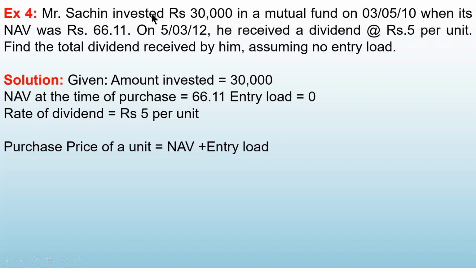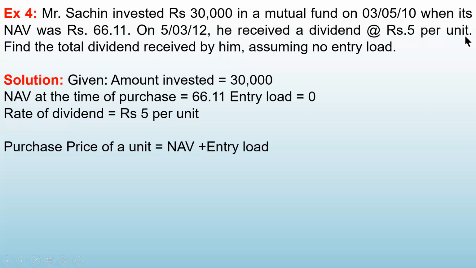Mr. Sachin invested rupees 30,000. So the amount invested is given to you as 30,000. When he invested this much amount to purchase the units, the NAV was 66.11. So NAV at the time of purchase is 66.11. And there is no entry load, so entry load is 0. And what is the rate of dividend here?